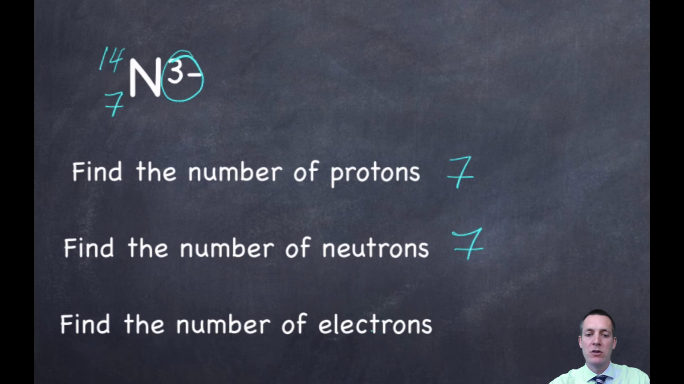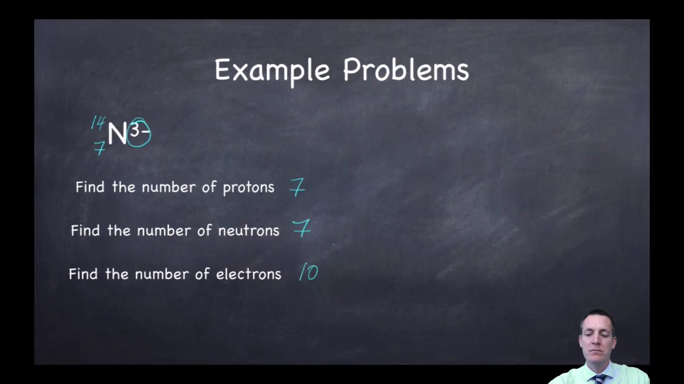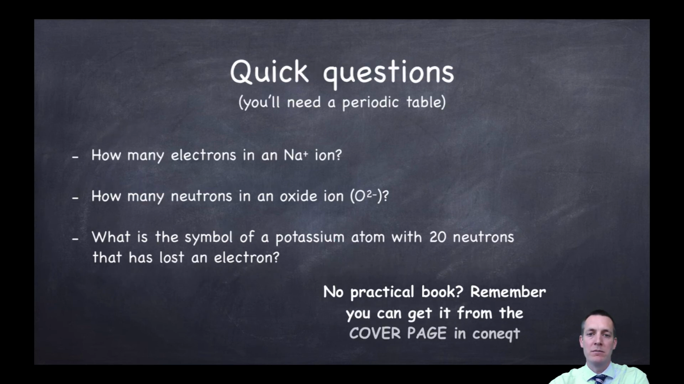The number of electrons, well, we've got to use the charge for that. It's not a neutral atom, so it's not the same as the number of protons. In fact, it's negative, so that means it's gained electrons, right? And it's gained 3 of them, so it normally have 7, it's now got 10. Hopefully those things make sense, but if not, watch it again and check that you can understand. Make sure you've got your periodic table while you do it.